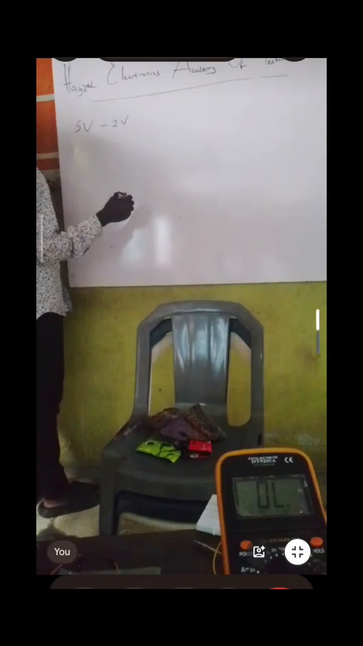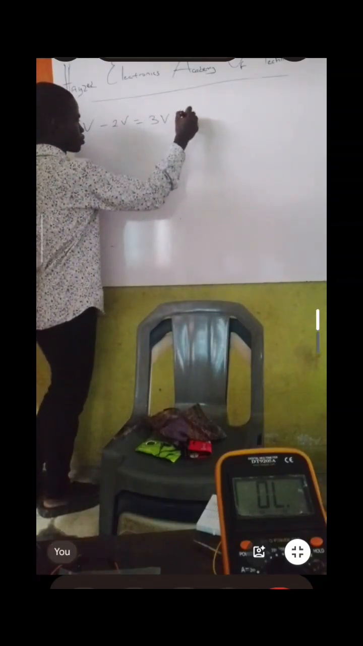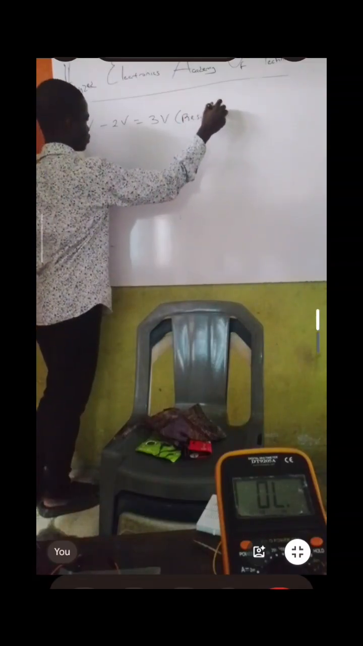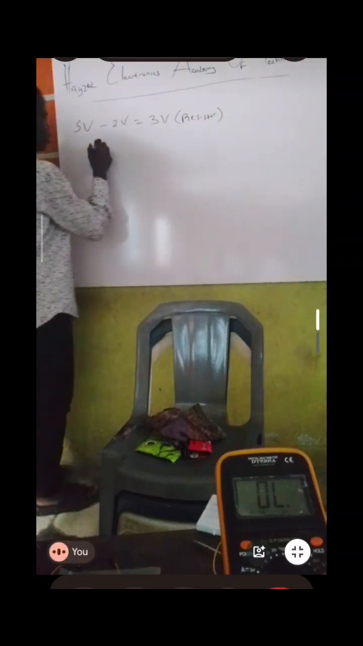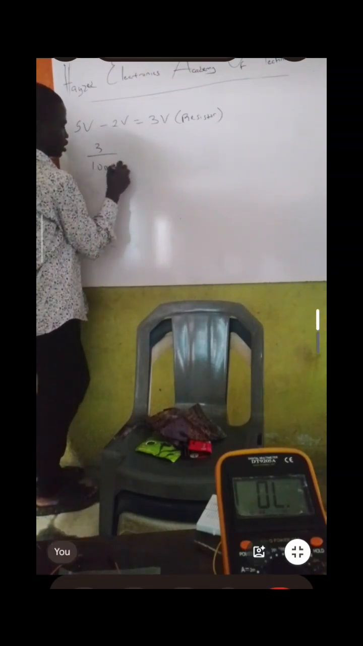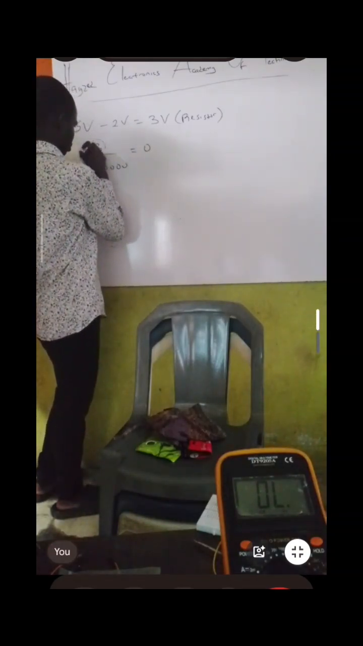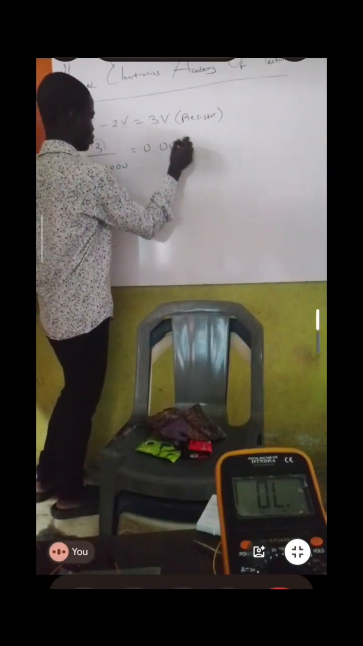See, we're having 5 volts minus the 2 volts. Our resistor is taking 3 volts. So now we're having 3 divided by 100,000 ohms. That should be close to something like 0.0003 amps. This is for the red light.